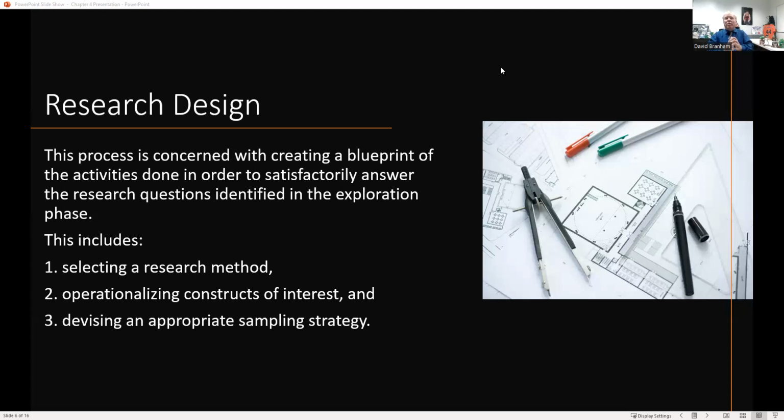So it's very important that you are very meticulous in this stage. Operationalization of the constructs is also an important part of this stage. It's very difficult to operationalize constructs in social sciences. Some constructs are easy, like for instance, gender. You just ask, are you male or female? And you get a response.